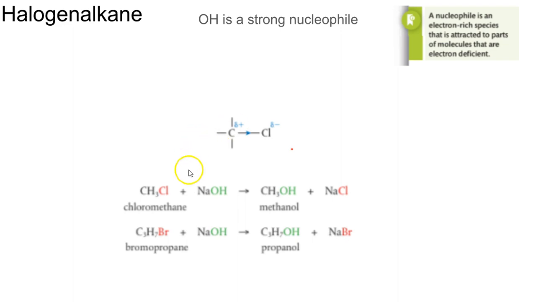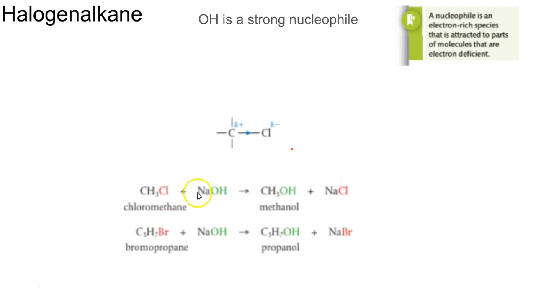It's got a lot of electrons around it, and so it can attack these electron deficient regions. That is evidenced in this equation here, where we have chloromethane and a strong nucleophile, such as sodium hydroxide, which gives the OH. What will happen is that hydroxide will attack that electron deficient portion of the carbon.